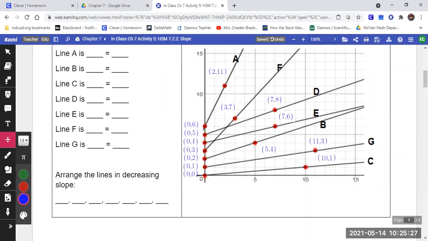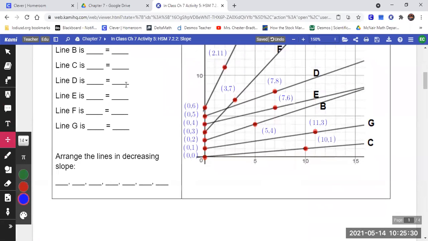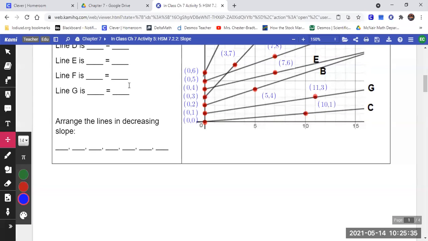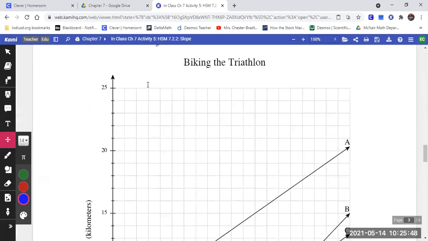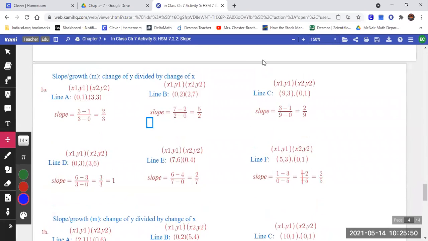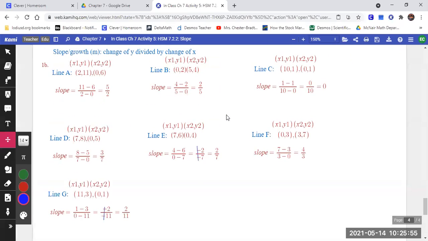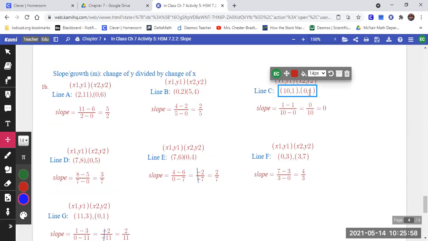C is not a slope of 10. And we need to talk about C, because this says 0, 0, 10, 1. Is that what we used for C? 0, 0, and 10, 1? No, we did not use 0, 0, and 10, 1. So this one's not correct.